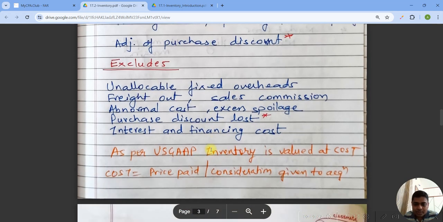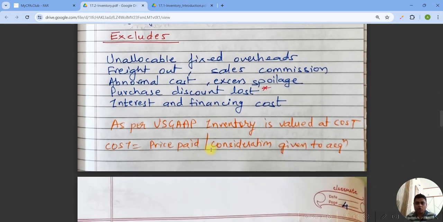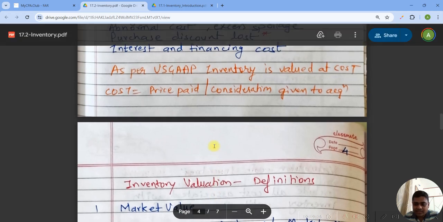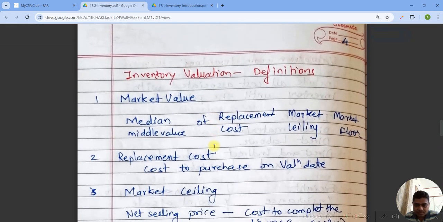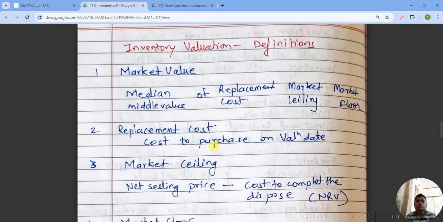So as per US GAAP, inventory is valued at cost, and cost is equal to the price paid or the consideration given to acquire that inventory. So that is all included in cost. Coming to inventory valuation definitions, first we should understand a few definitions.